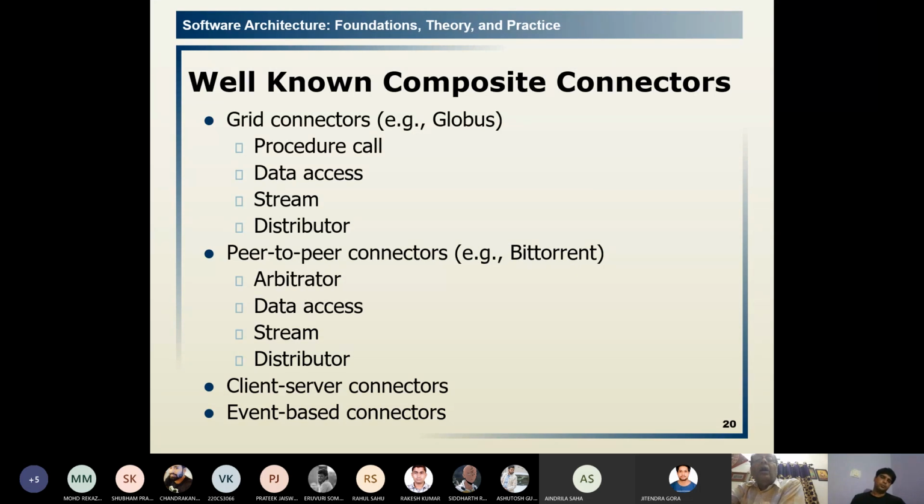On Monday, how arbitrator, how data access, how stream, how distributor connectors come into play here. How it is a composite connector, how syntactic and semantic interactions come into the picture here. So please go through it and give a presentation on Monday, peer to peer. Okay? So Monday means coming Monday or next Monday?